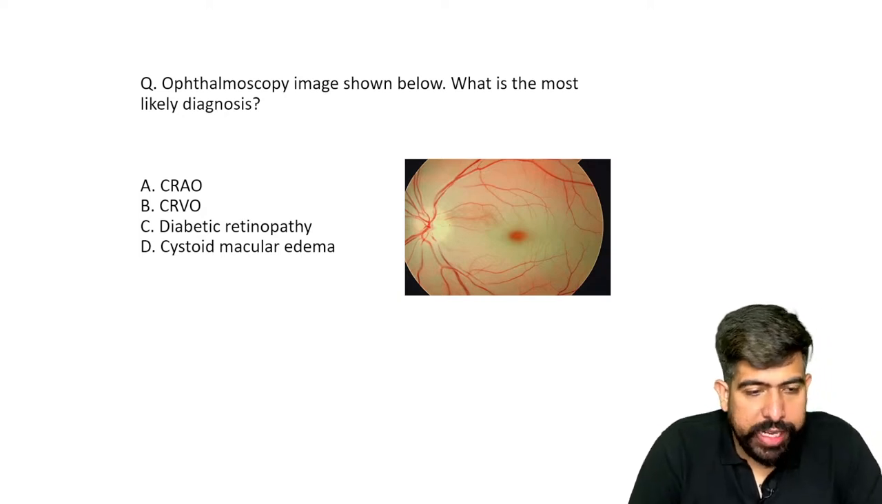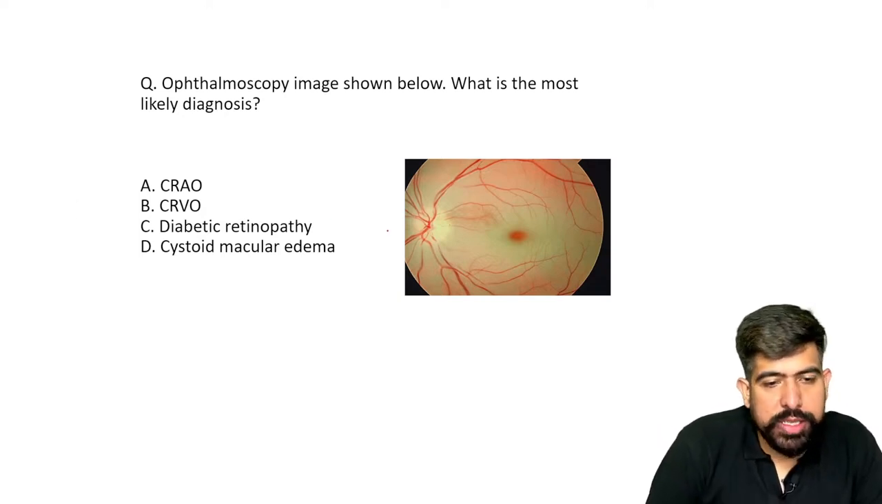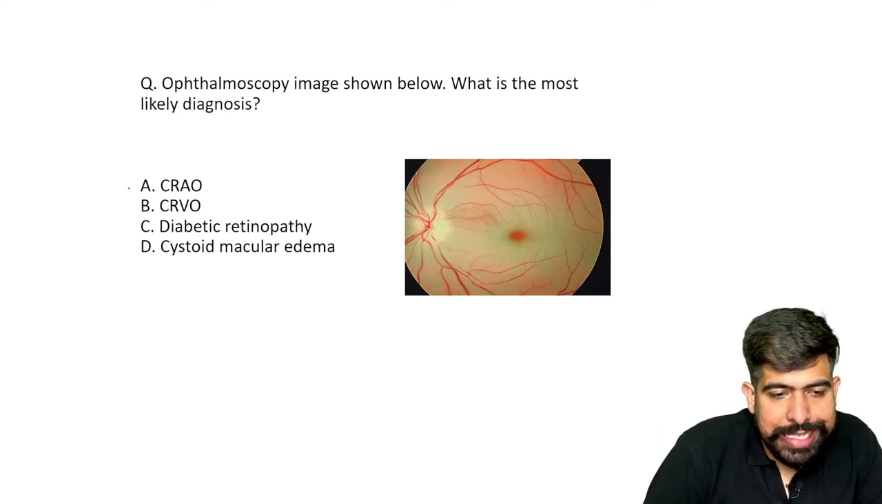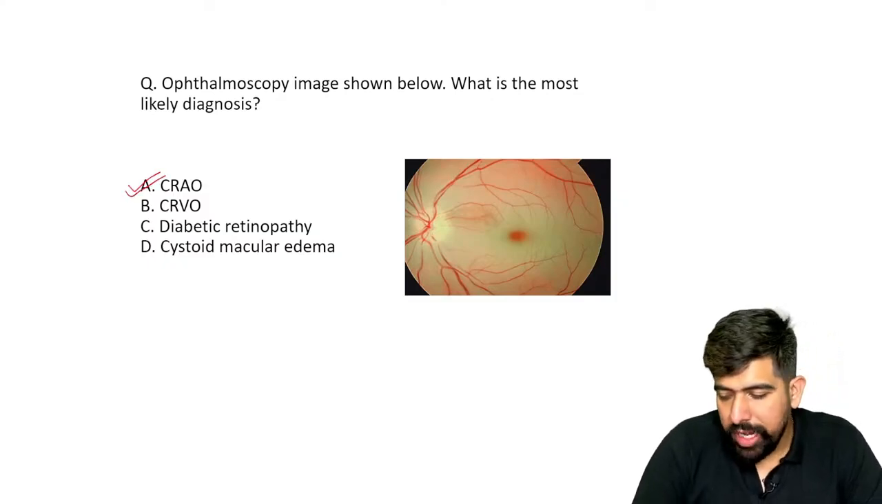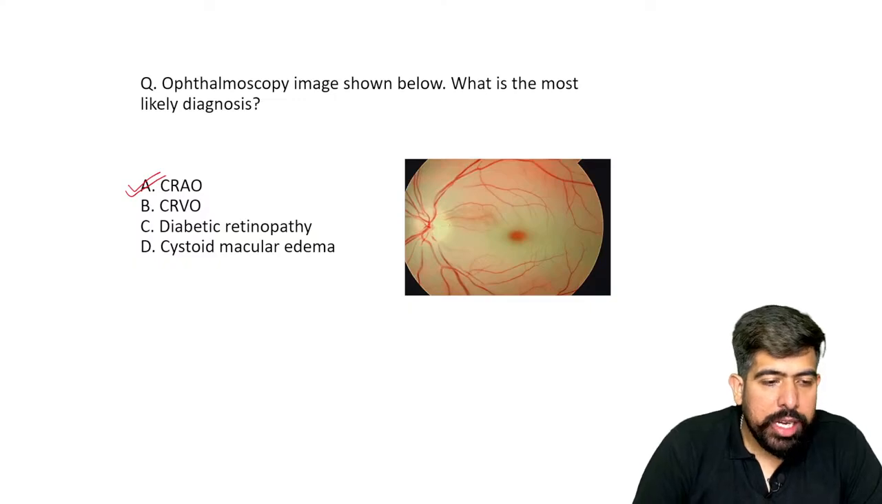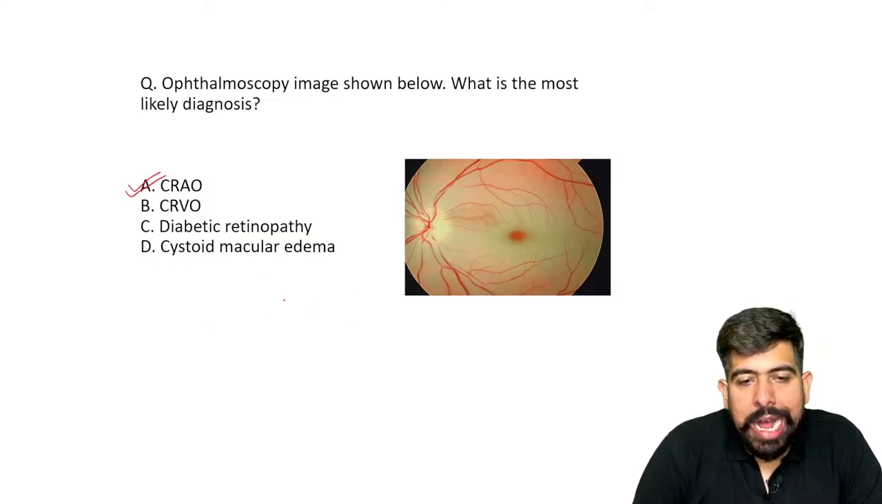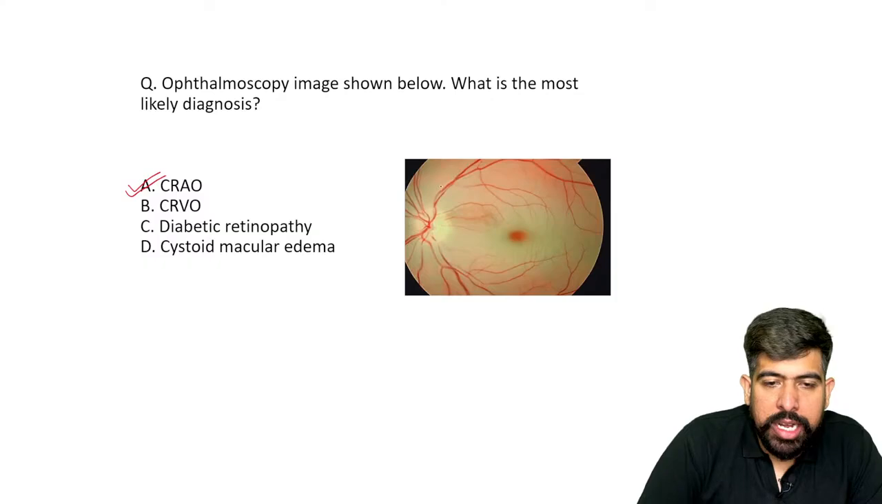Very good, guys. So your answer is central retinal artery occlusion. It is an arterial occlusion. Why is it an arterial occlusion? Just listen to this part. The periphery, you can see, is pale.